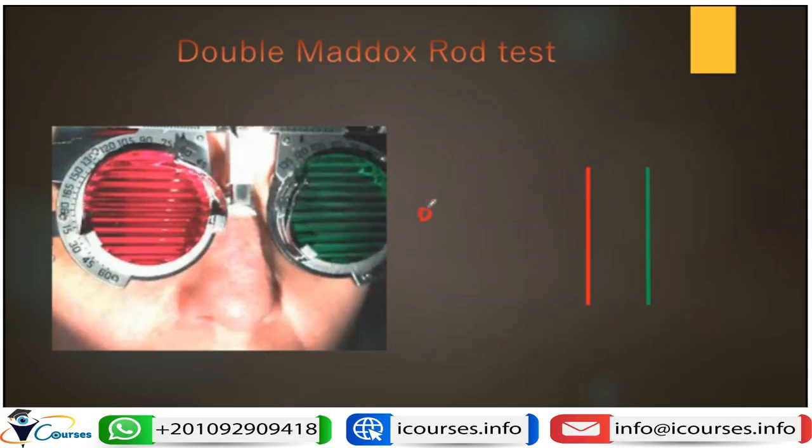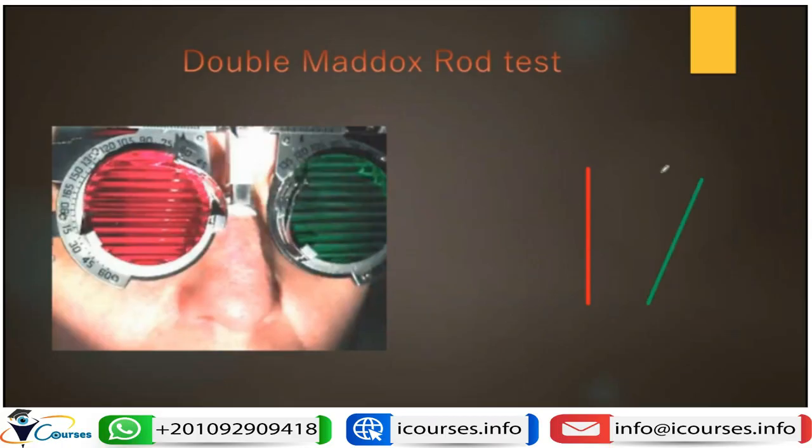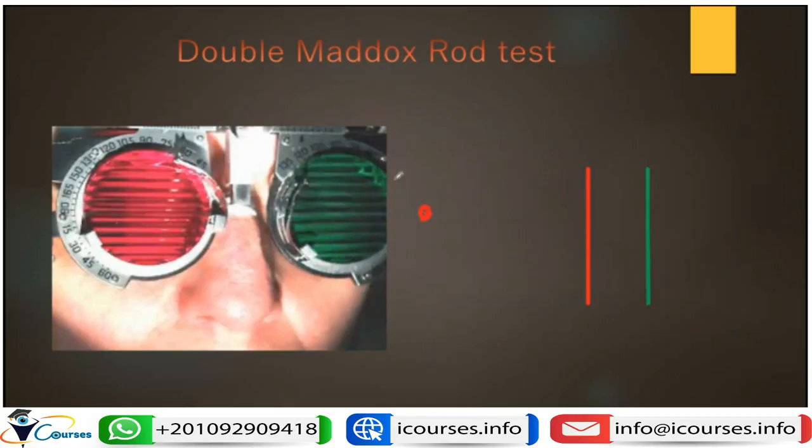Then we will ask the patient to rotate the knob at the side of the trial lens frame until both lines coincide. So if the patient, for example, says that one line is deviated, then we will ask the patient to rotate the knob until both lines are parallel again, and we calculate how much the patient rotated his Maddox rod, and this is the angle or the degree of cyclotorsion.